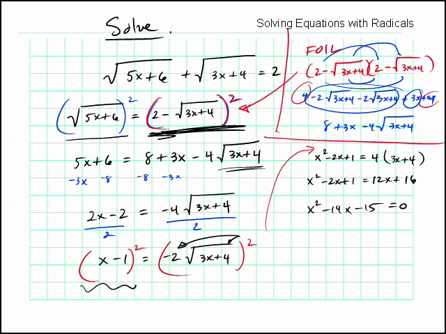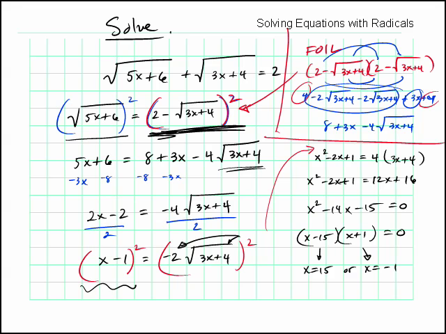Factor the left side, and we've got x minus 15 times x plus 1 is our factorization. And so this tells me that x will equal 15, or here, this one will be x equals negative 1. Okay, so a lot of work to solve this sort of problem.